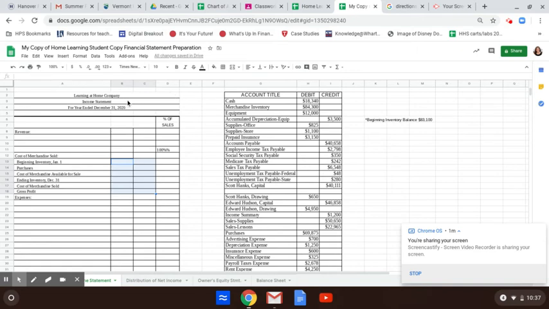At the top, we start with our heading, Learning at Home Company. It's an income statement for the year ended December 31st, 2020. And you can see I already started lining up the heading. So the first thing I wanted to do, we said it started with revenue. For us, our sources of revenue are sales, and we have sales of supplies, 50,650.